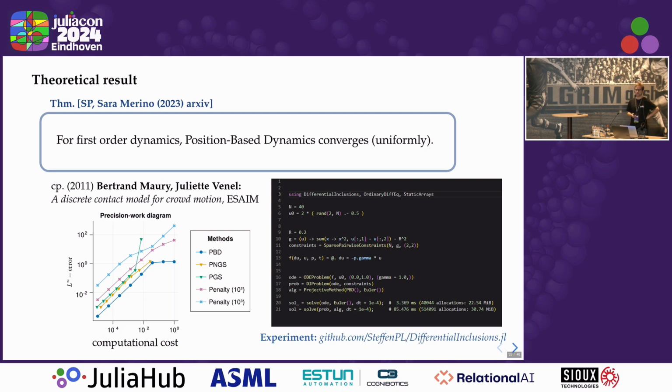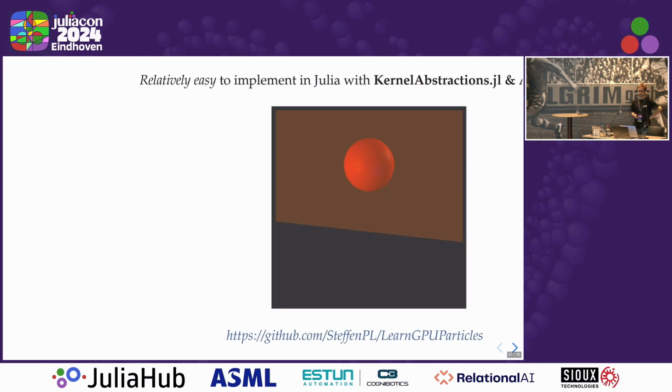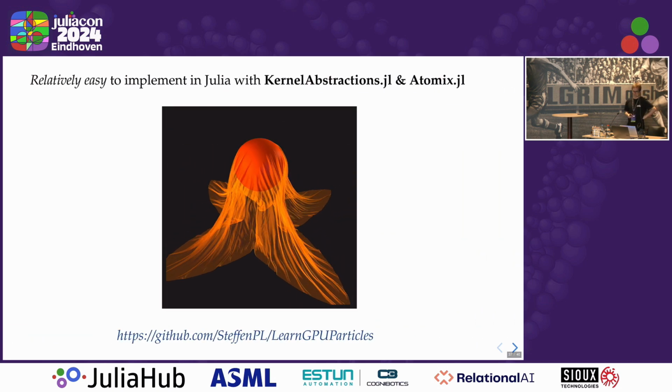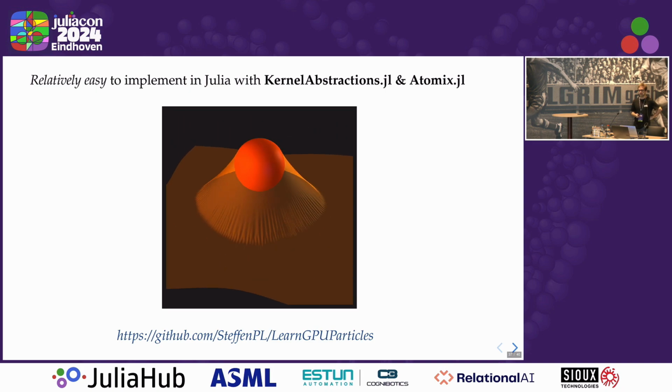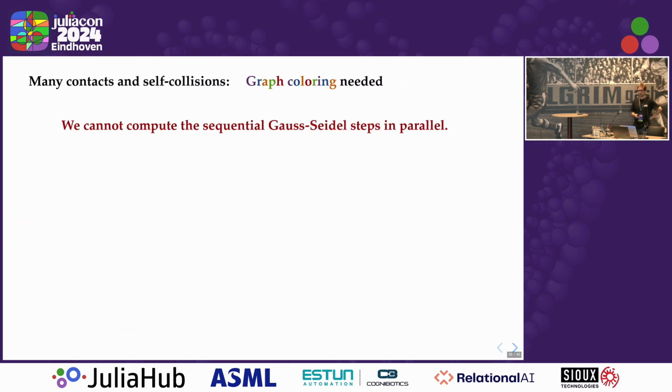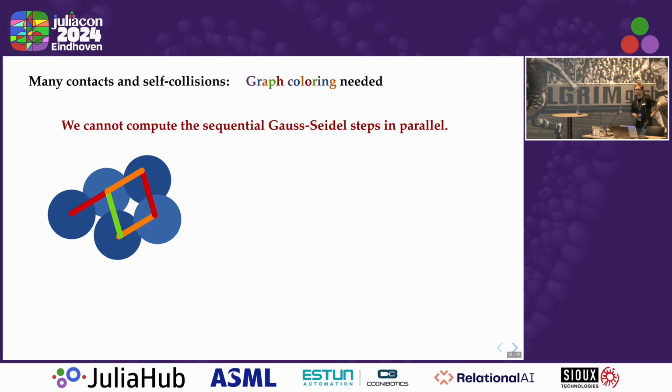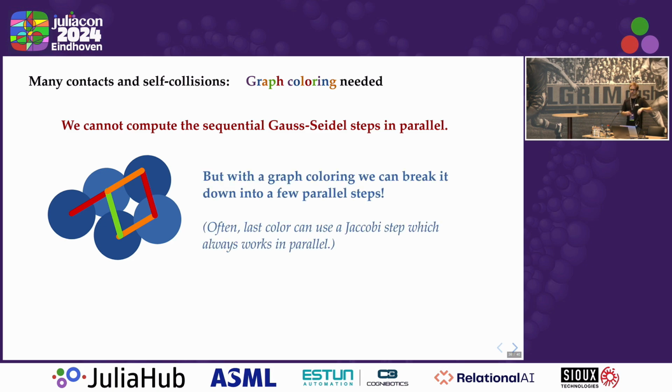I proved convergence for this method, so if you care about mathematical rigor, you can use it for agent-based models. And I also implemented position-based dynamics for nice examples, called LearnGPUParticles. I would be really interested in using this method more in Julia and for particle simulations. The really big problem is that you need graph coloring to apply it on the GPU, because to apply the Gauss-Seidel method, you need somehow independent particles for which you can compute independently.